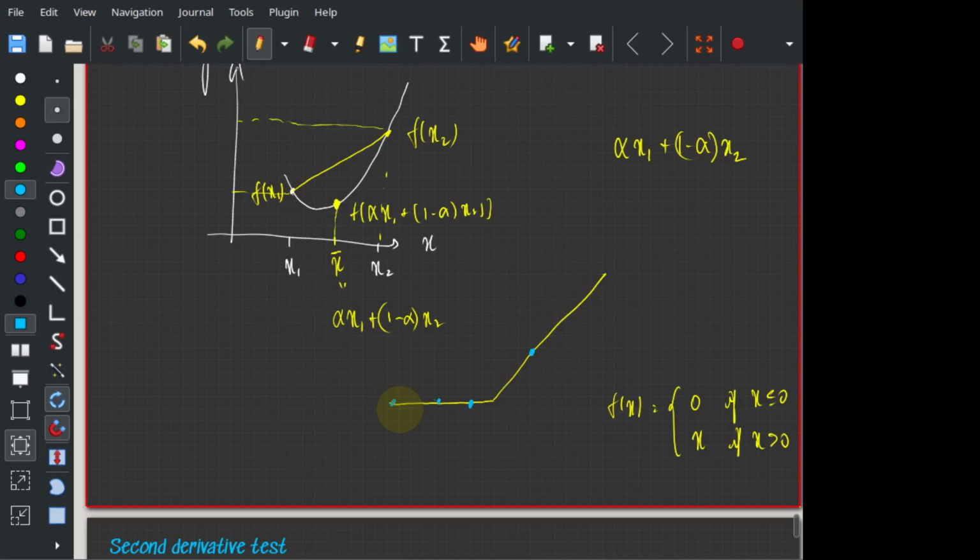But this is not an example of a strongly convex function, right? Because in some cases the straight line coincides with the curve. It's strongly convex only if the curve is always going to be strictly below the straight line. The only points where the curve and the straight line intersect are at the endpoints. If this happens for every pair of points, then it is strongly convex.